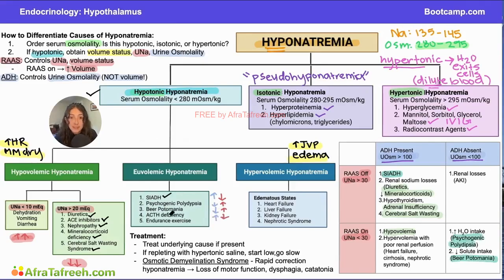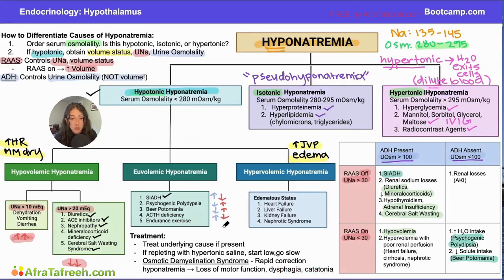And then finally, with ACTH deficiency, the key thing to remember here is that your RAS system is going to be off, but your ADH is going to be present, and that should make sense to you, because when you have low ACTH, it's deficient, you are going to have more CRH, because there's not that negative feedback occurring, right?